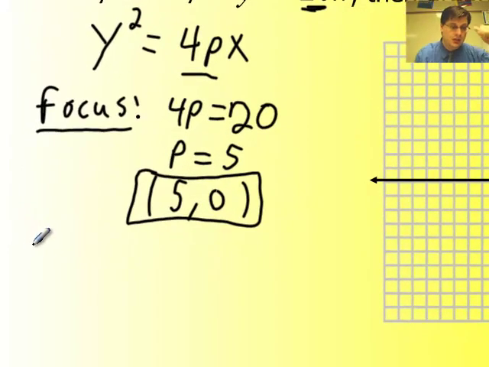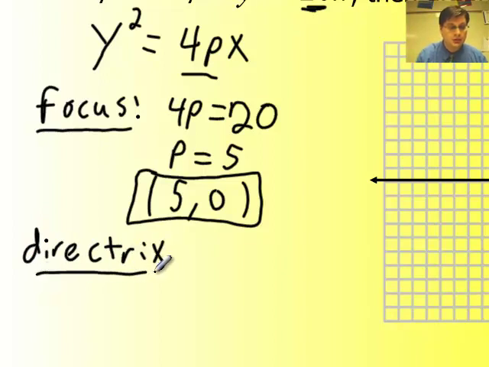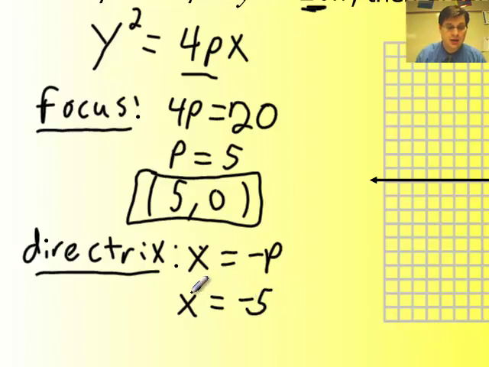Then the next thing I want to find is the directrix. The directrix is going to be on the opposite side. It's going to be a vertical line because it's going to be on the other side of the vertex. So it's going to be x equals negative p. In this case, it's x equals negative 5. So that's going to be the equation of our directrix.